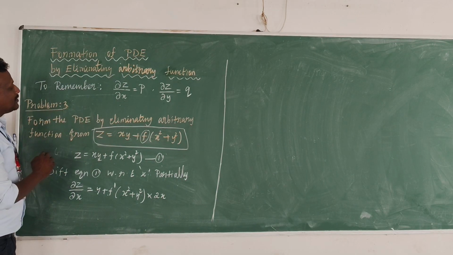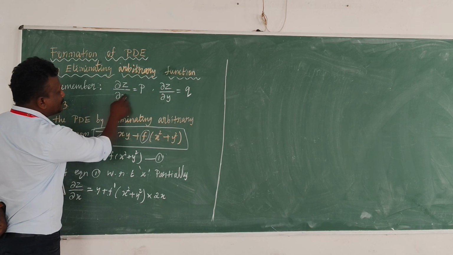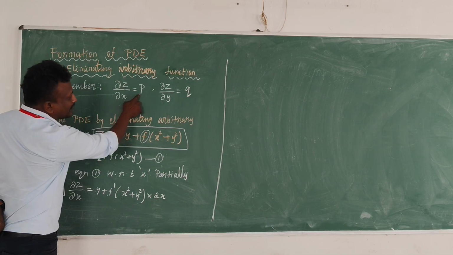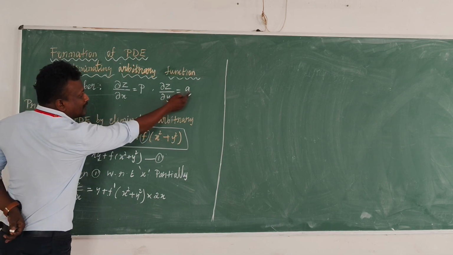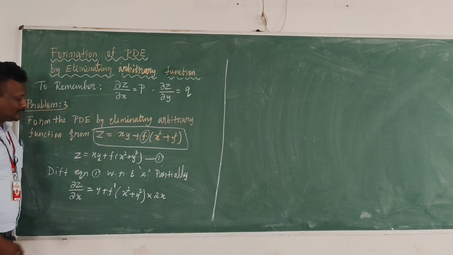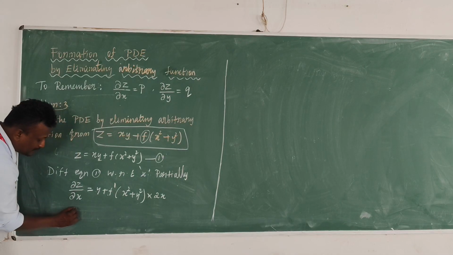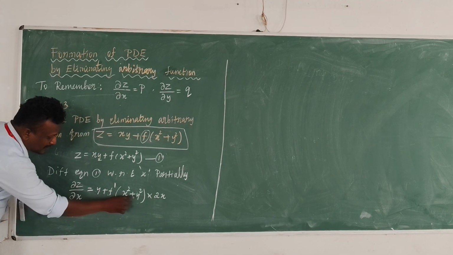So already in the previous video, we have clearly expanded that ∂z/∂x can be renamed as p. Similarly, ∂z/∂y can be renamed as q. So I'm going to use those results here. So ∂z/∂x can be renamed as p, right? Therefore p is equal to, what is the answer?